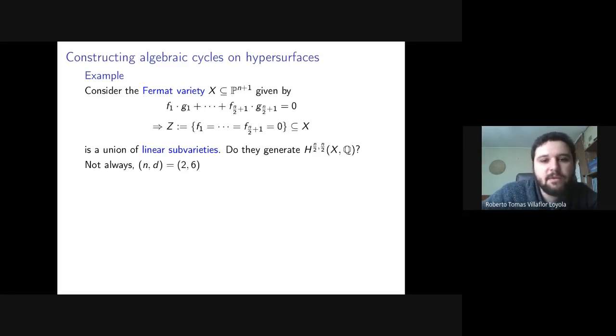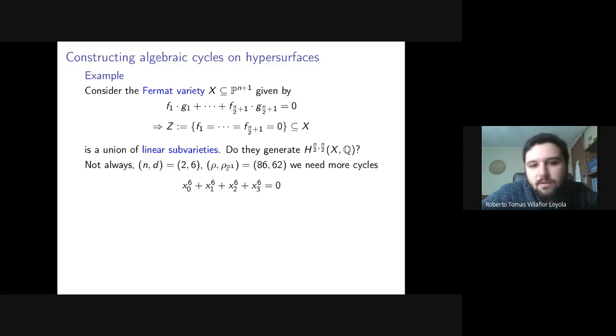So for instance, we can take the Fermat sextic surface. In this case, the Picard number is 86, and the sublattice generated by linear cycles has rank 52. So we need to construct more cycles. So, well, let's take the equation. In very simple terms, what we are looking for is new ways of factoring this equation, right?